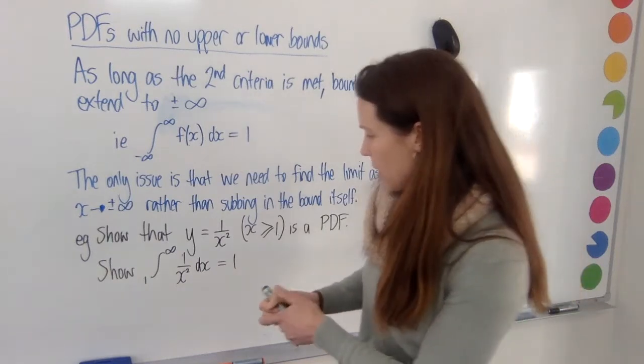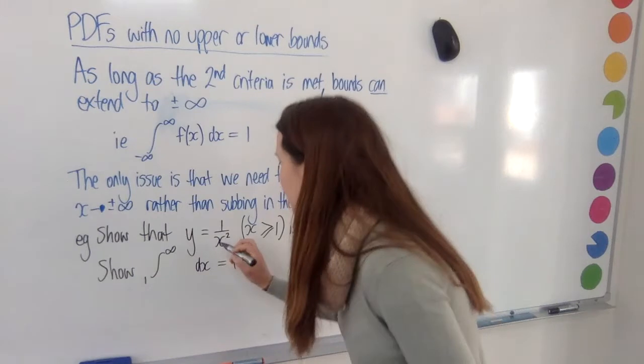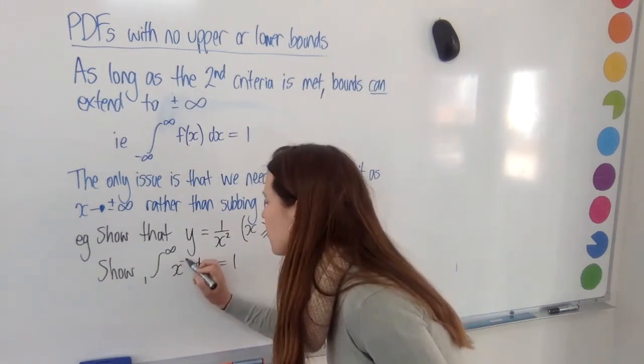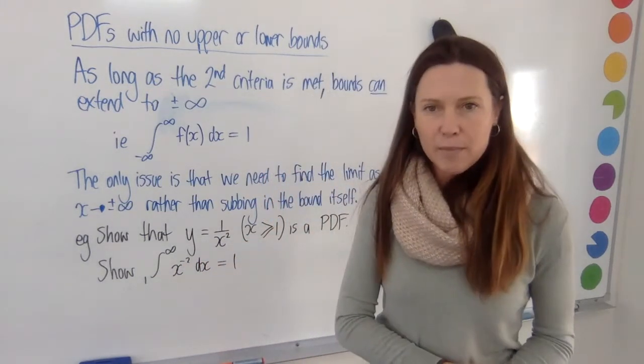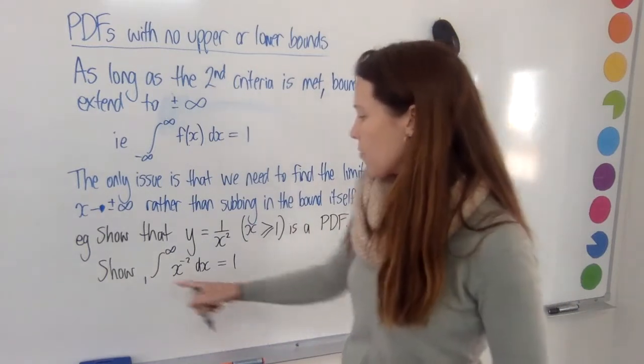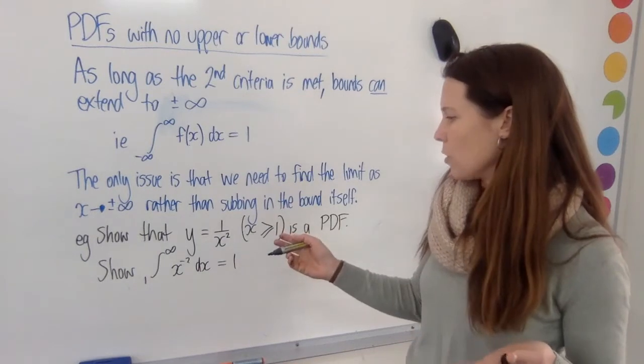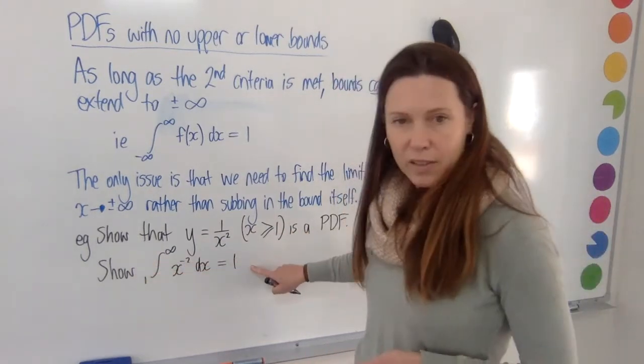Okay, well, I'm going to rewrite this from the start here, only because I don't have very much board space. Let's rewrite this as x to the power of minus 2, because that's going to make it much easier to integrate. Now, it's a show that question, so I've redefined my show that question here so that I can really see what it is that I'm trying to show. So that's step 1, I think.